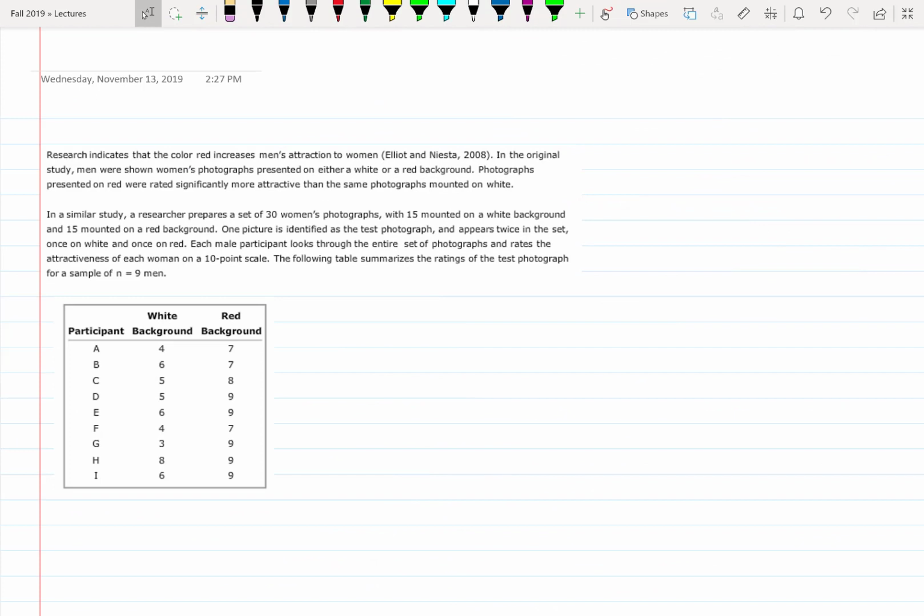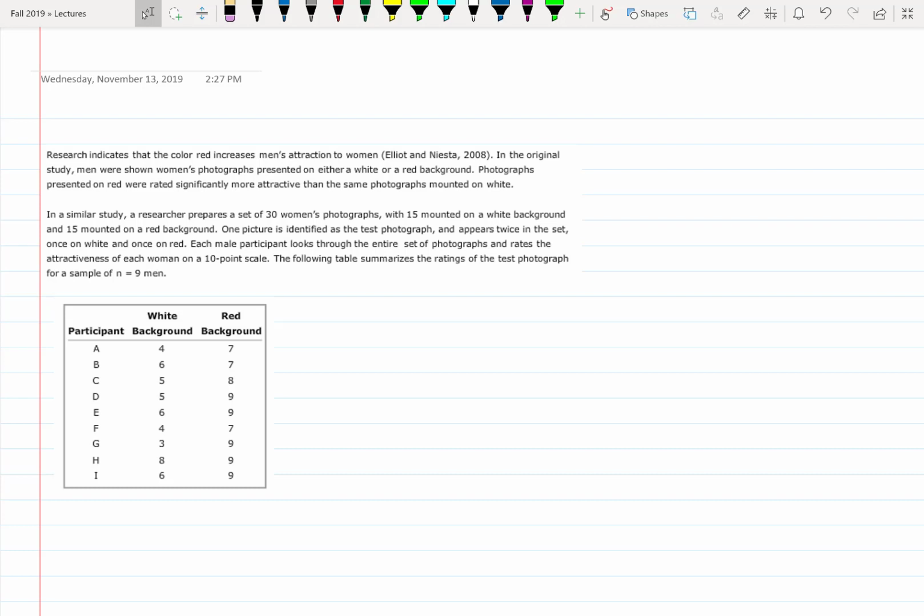Okay, let's take a look at a different problem now. It's kind of an interesting problem. Let's read it together. Research indicates that the color red increases men's attractiveness to women. In the original study, men were shown women's photographs presented either on a red or a white background. Photographs presented on the red background were rated significantly more attractive than the same photographs mounted on a white background.